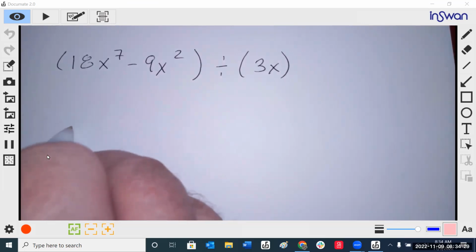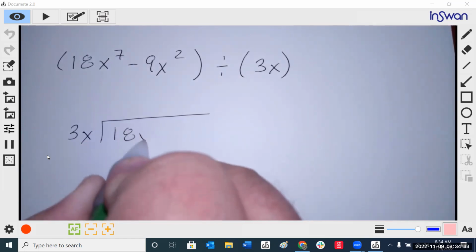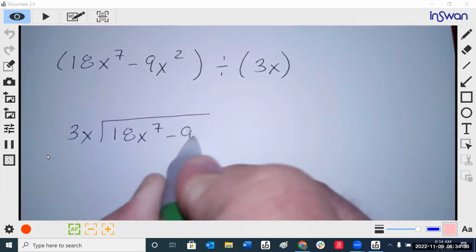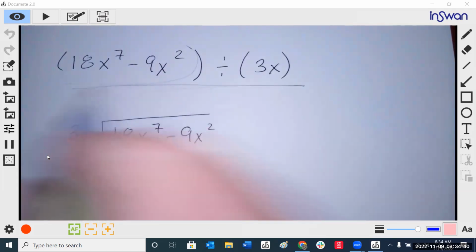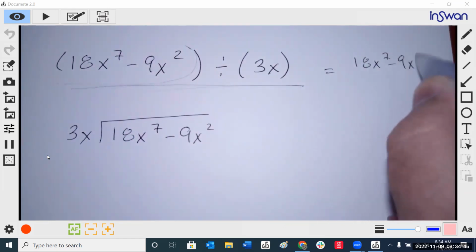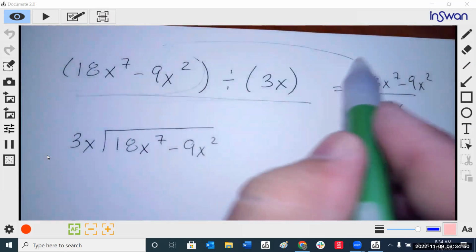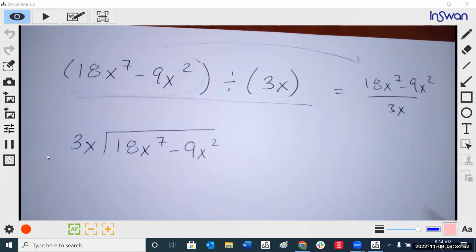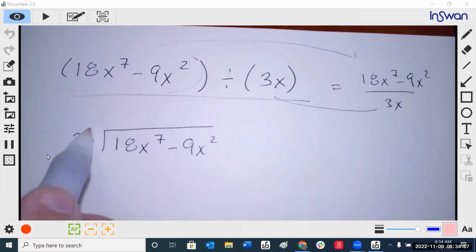Yeah, let's rewrite it. So the 3x goes there. 18x to the 7 minus 9x. Whatever's first is the same thing on top. Whatever's second is whatever's on the bottom. And so we do it this way. Your divisor goes on the outside. Your dividend goes inside there.